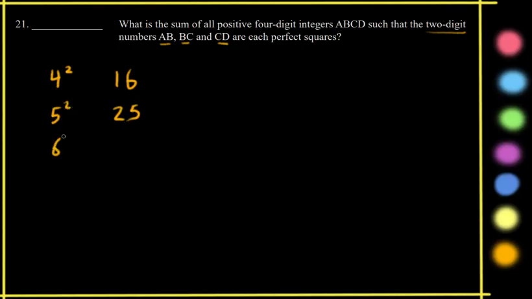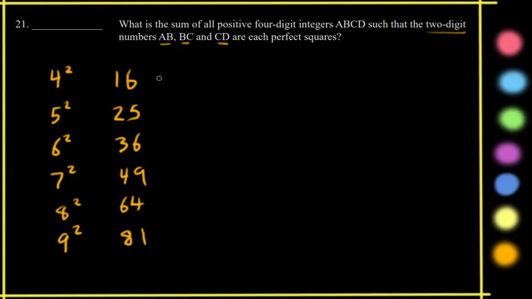Then you have 6 squared, which gives you 36. And then you have 7 squared, which gives you 49. And then 8 squared will give you 64. 9 squared will give you 81. And once you go to 10 squared, you're doing a 3-digit integer. So these are all the 2-digit numbers that are perfect squares. And so we know that AB, the first 2 digits of this 4-digit integer, is one of these. So we can just go through each one and think about whether it could be AB.